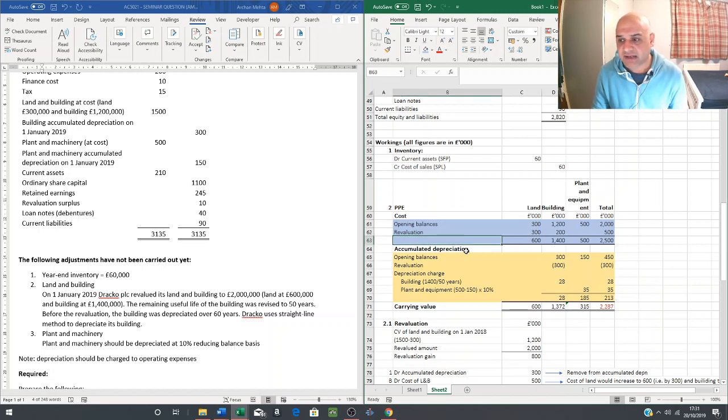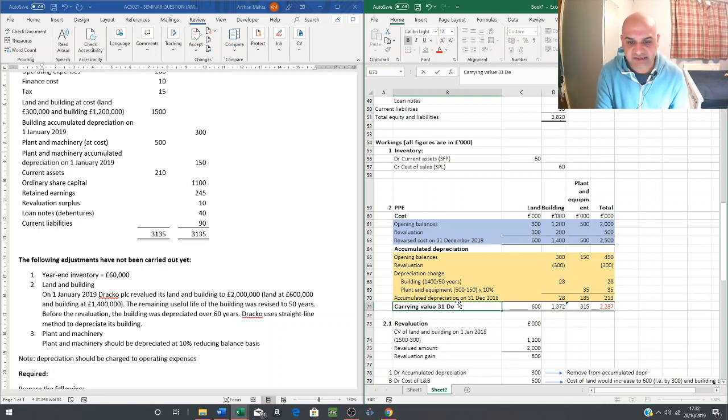So these are the closing balances. Let's call it revised cost on 31st December 2018, and that's accumulated depreciation on 31st December 2018, and this is the carrying value of property, plant and equipment on 31st December 2018. How did we get these figures? Okay, so if we call this A, revised cost on 31st December 2018, and let's call this B, and therefore the carrying value will be A minus B. Cool, that's it. That's really it.